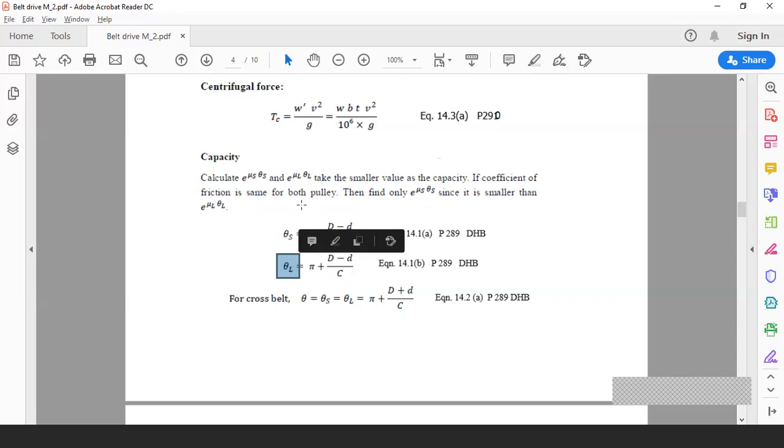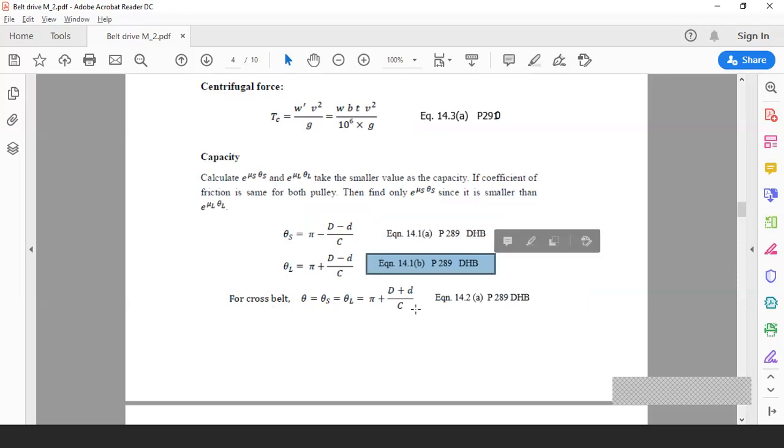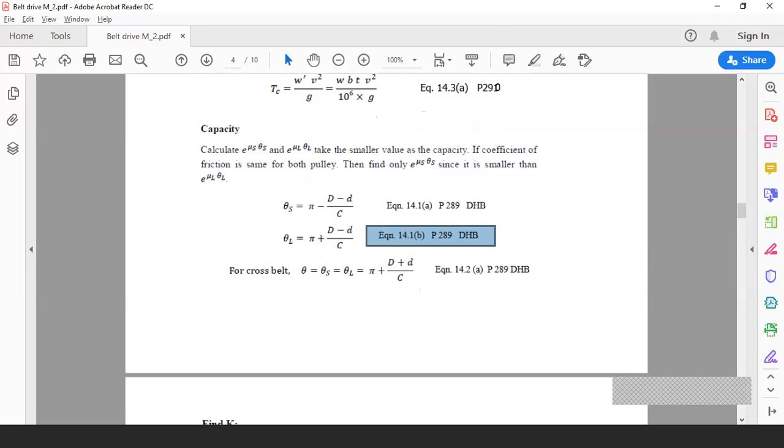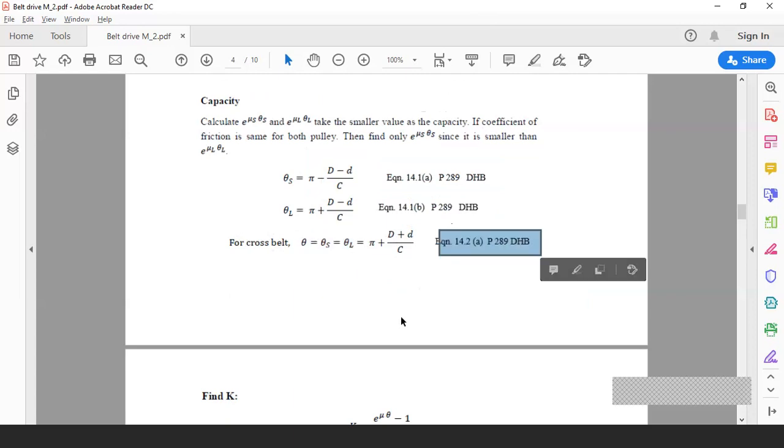So theta s is given by pi minus (D minus d) divided by C, equation number 14.1a, page number 289. Similarly, theta L, that is the angle of contact for the larger pulley. Refer page number 289 of the data handbook, equation number 14.1b. Next, for a cross belt, there is only one theta. The theta S and theta L both are equal. So equation number 14.2a, page number 289.